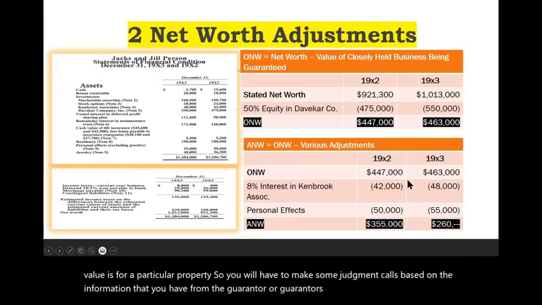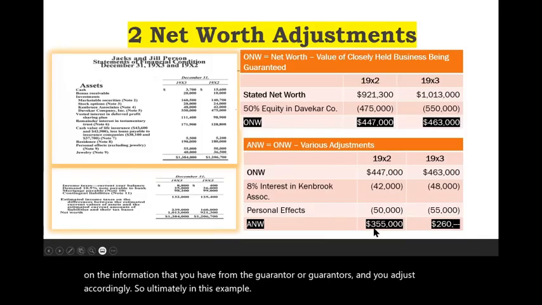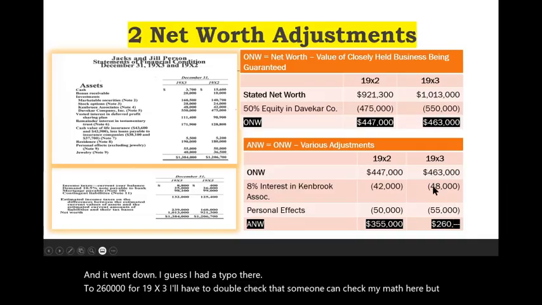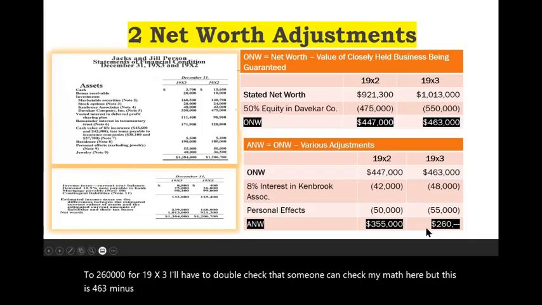and you adjust accordingly. So ultimately, in this example, I came up with an adjusted net worth of 355 for the first year, and it went down, I guess I had a typo there, to 260,000 for 19x3. I'll have to double check that. Someone can check my math here, but this is 463 minus 48 minus 55. I think this may be a little bit too low, but it should be 260,000 according to what I have here, but I think that's a typo.